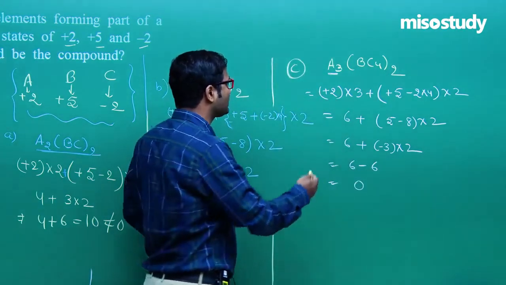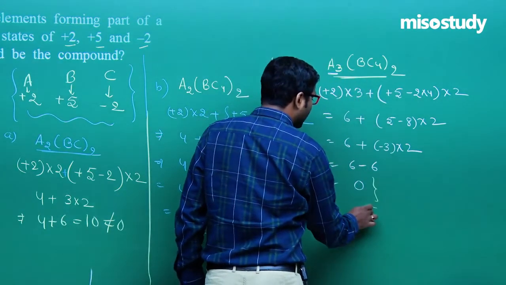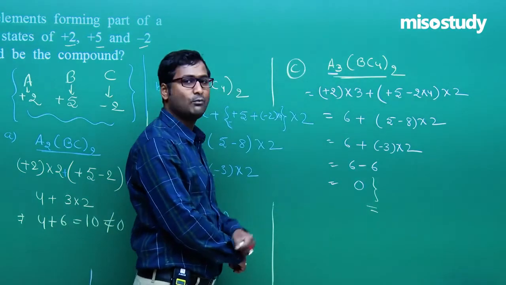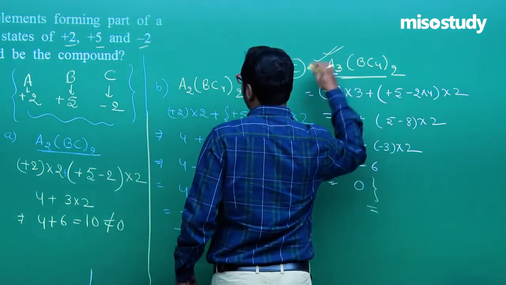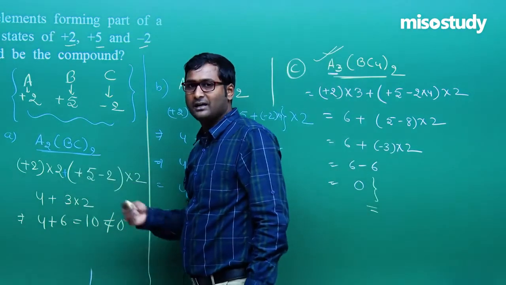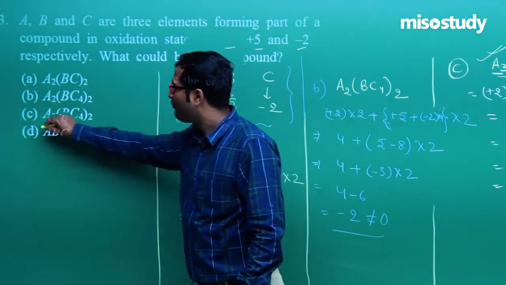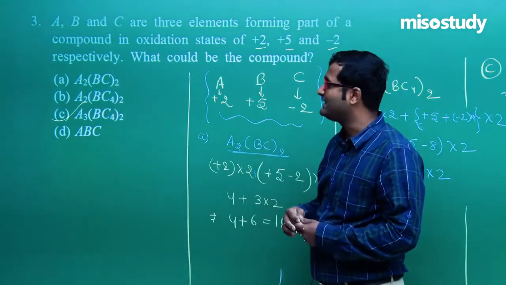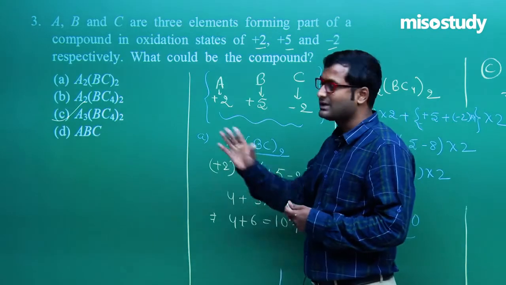Look at here, the sum of all the oxidation states of the molecule is equal to 0. If the sum of all the oxidation states of the molecule is equal to 0, then this is the correct formula. So we do not need to check the other options because it is not a multiple-correct question, just a single option correct. So for this, C is the correct option. This is the first method, by applying the hit and trial method. If the sum is equal to 0, then this is the compound.